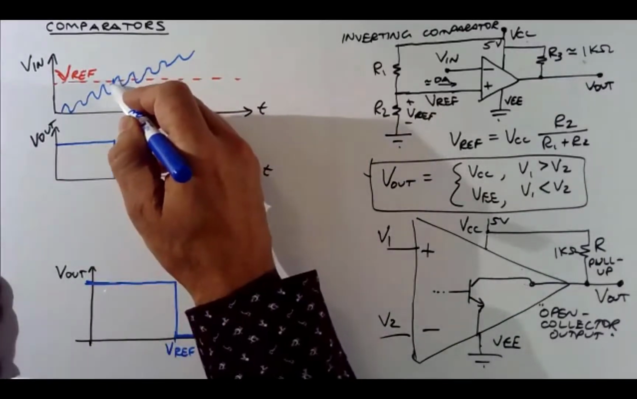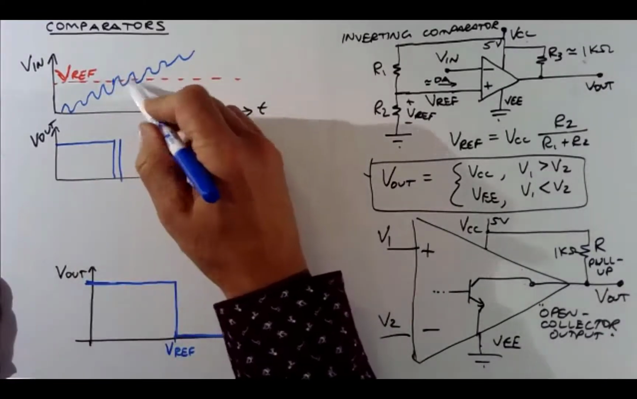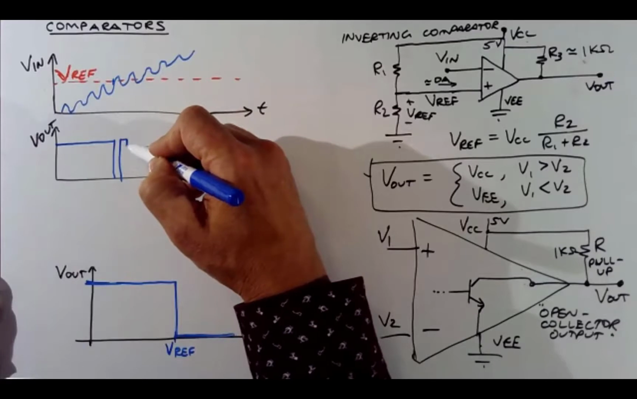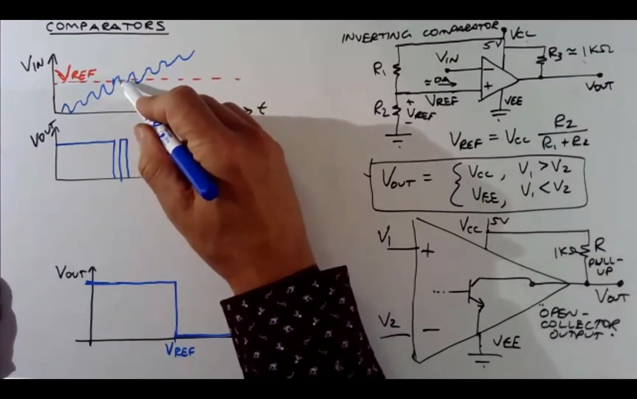Well, with this noise, I've crossed the reference and then I've also gone below the reference. And then I've gone above the reference, right? And then I've gone below the reference again. Let's see, 1, 2.